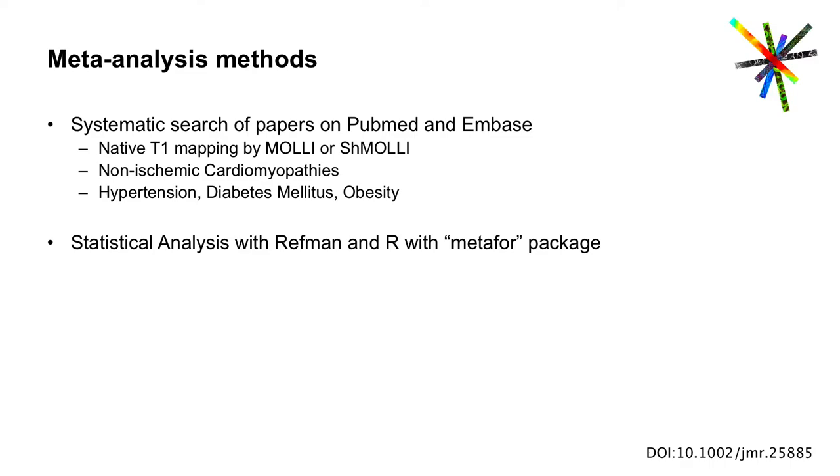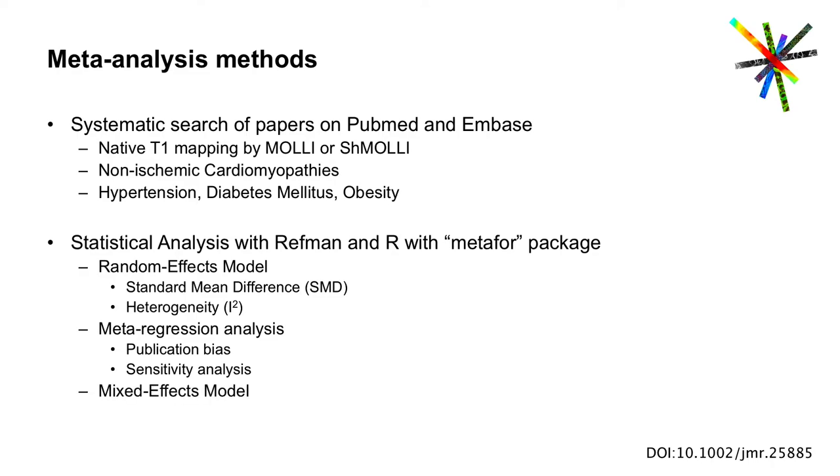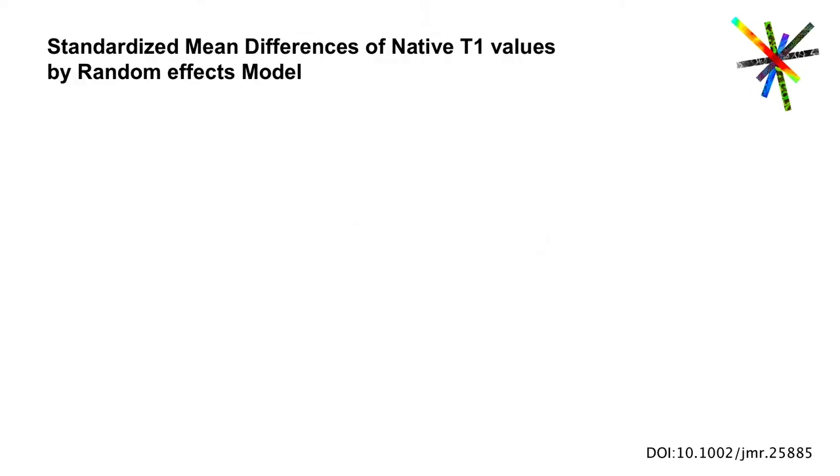We used a random effects model to define the standardized mean differences and the heterogeneity. We used a meta-regression analysis for publication and sensitivity analysis, and we also defined the main covariates from this meta-regression analysis, and we used those in the mixed effects model to see whether the changes are significant or not. We used a PRISMA approach to exclude or include papers, and we ended up with a total of 45 papers that we included for the meta-analysis.